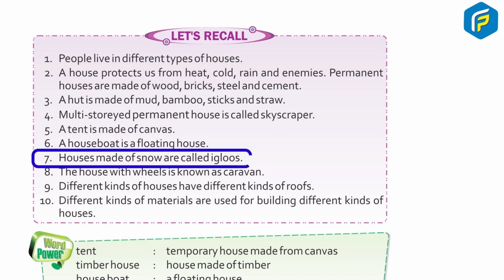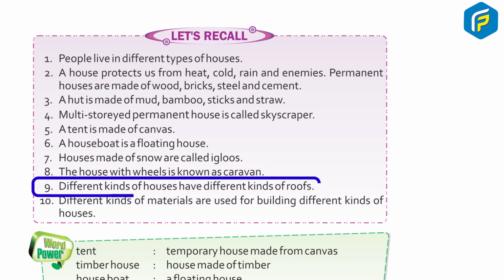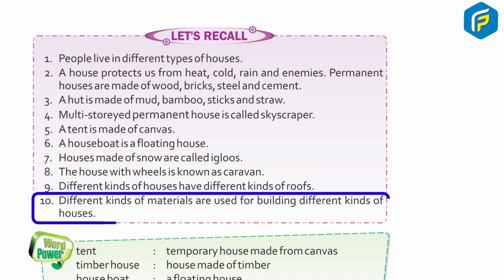7. Houses made of snow are called igloos. 8. The house with wheels is known as a caravan. 9. Different kinds of houses have different kinds of roofs. 10. Different kinds of materials are used for building different kinds of houses.